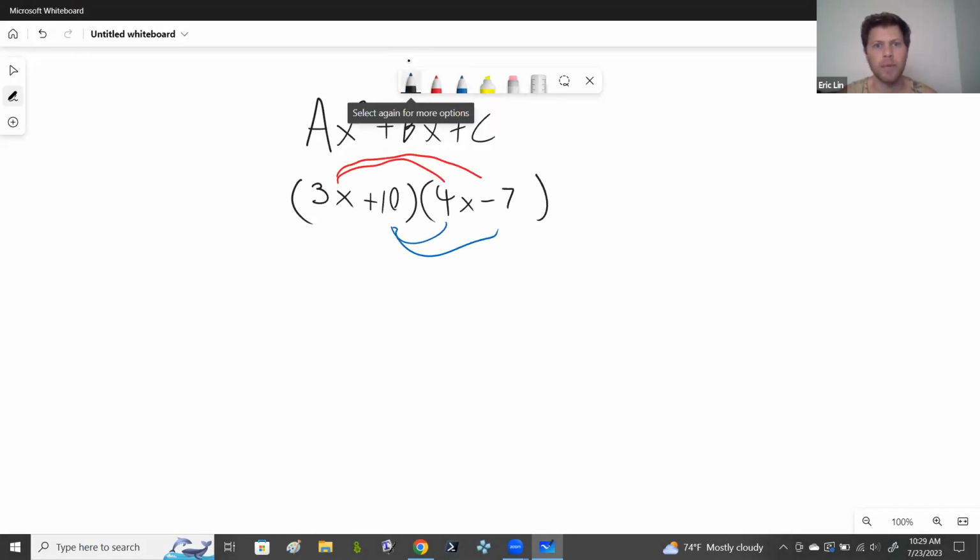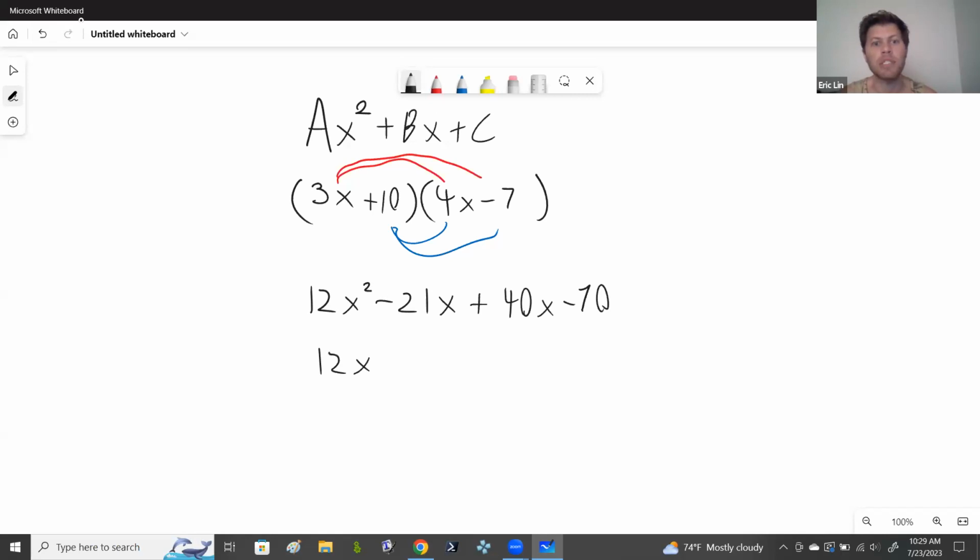And so I have 3x times 4x is 12x squared. I have 3x times -7, which is -21x. I have 10 times 4x, which is a positive 40x, and I have positive 10 times -7, which is -70. I will go ahead and collect my like terms, which are these two middle guys, and this is going to be 12x squared plus 19x minus 70. Sorry about that, 19 is just a funny number. I always get stuck there.